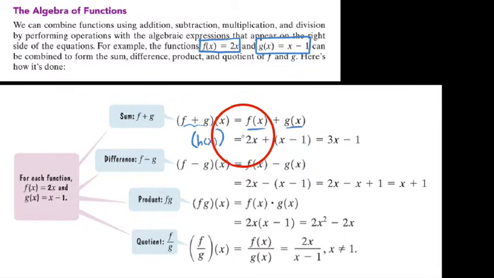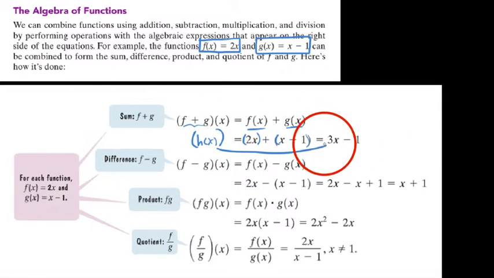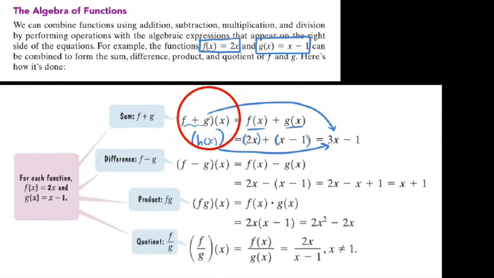And what I want everybody to see here is that all they've done is substitute in the 2x for the f of x. And for g of x here, we'll just drop this in parentheses, its expression is x minus 1. So we'd say 2x plus x minus 1, we end up with 3x minus 1. And this is what we're referring to as our new function. Really its name is f plus g of x, but we could say it's some new function h of x that is really the sum of these two things.